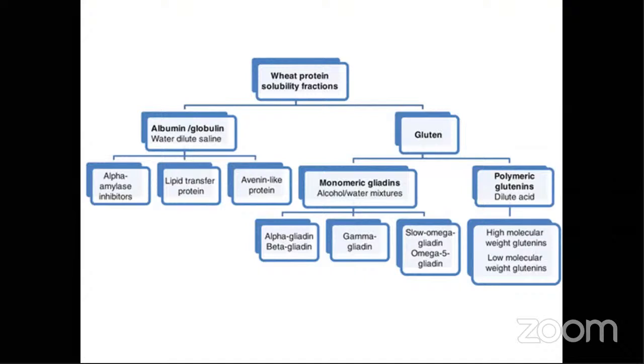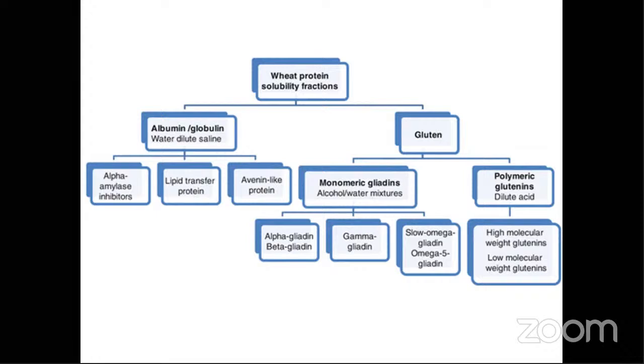It is M-I-N there and M-E-N here. So here it is albumin, which is water soluble, and globulin, which is salt soluble. Albumin and globulin are non-gluten forming proteins. Suppose 10 gram of protein is present; then 8 gram will be gluten forming protein and 2 gram will be non-gluten forming protein, composed of albumin and globulin.